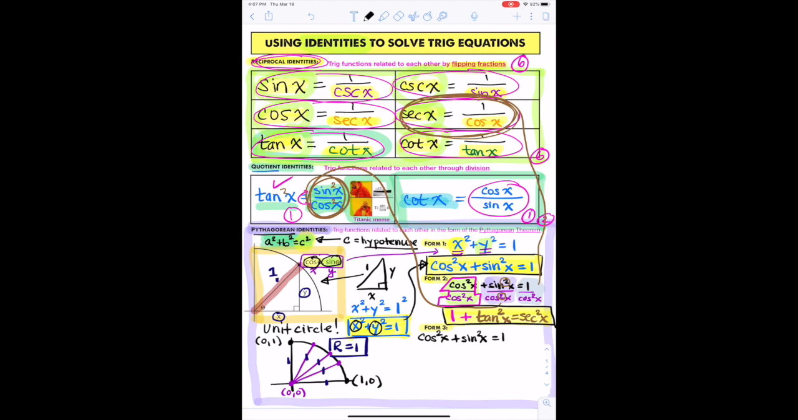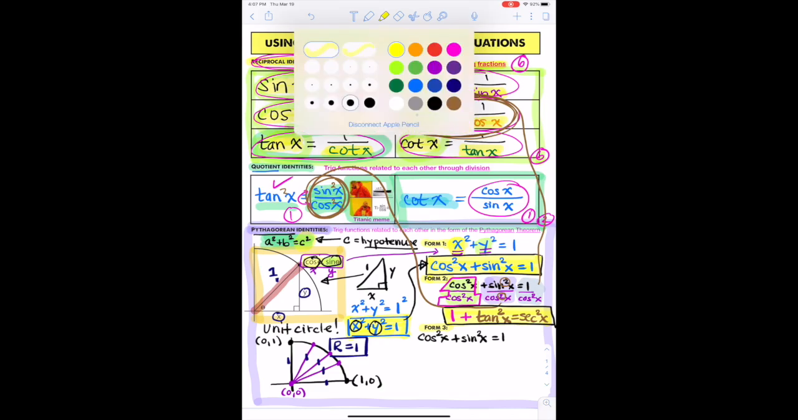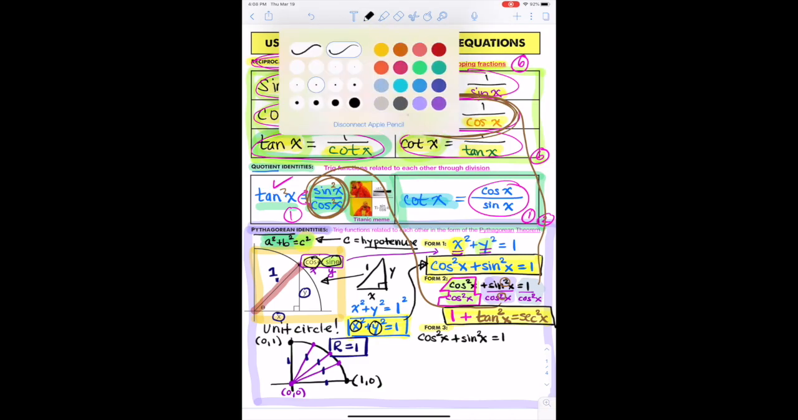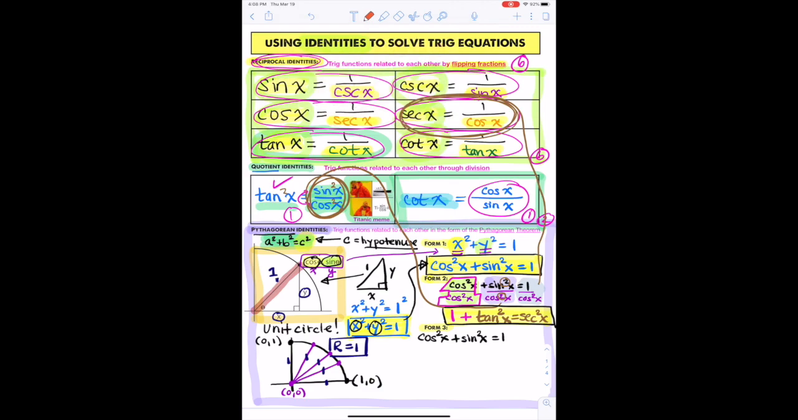And we're going to do the exact same thing. We're just going to change what we divide by in the beginning. So if you notice, let me see if I can point this out to you. At the very beginning, we took the original and we divided everything. See right here? We divided everything by cosine squared. So that's what we did here.